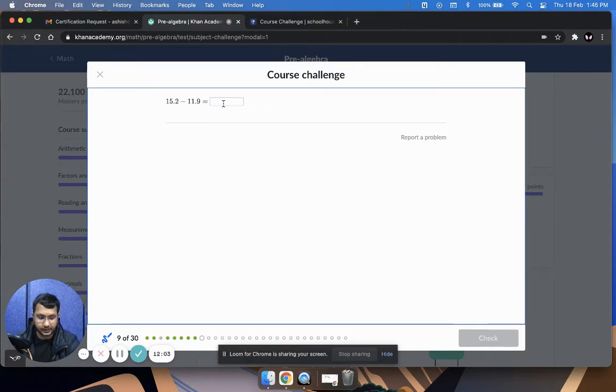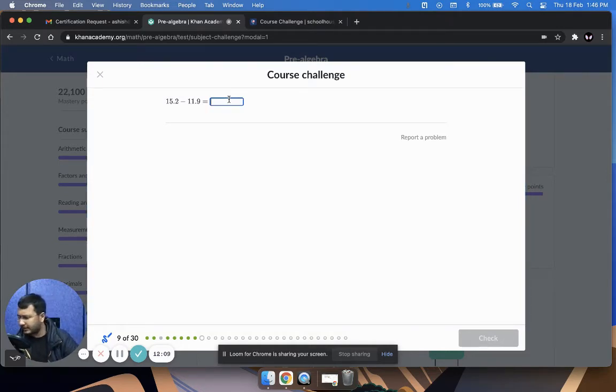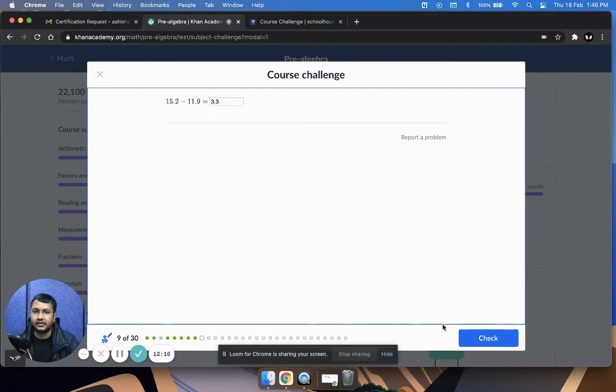But don't forget the decimal. From the right, one digit to the left, you have a decimal. Your answer is 3.3, roughly something more than 3, which is also a good check. You have something around 15 and something around 12, so you'll get something around 3.